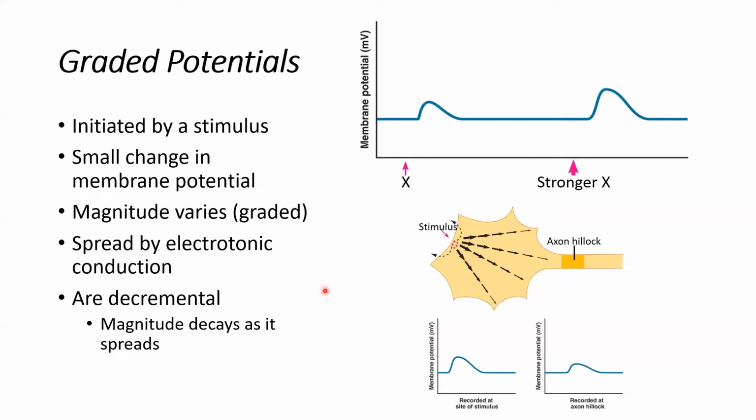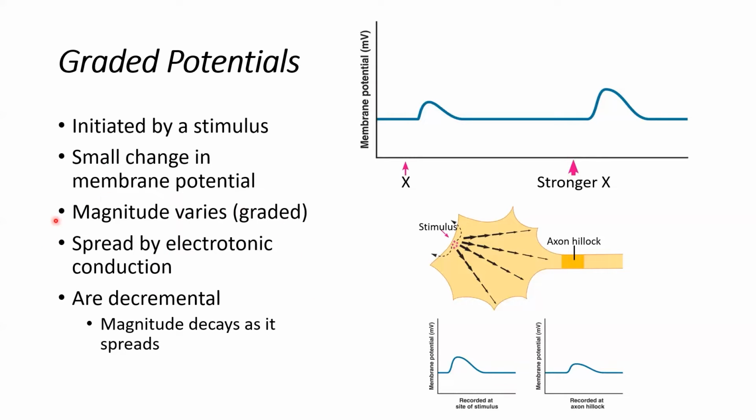An action potential is always going to be positive 30, then back down to rest. So it's not graded. It's all or nothing. A graded potential can vary. It can be a smaller change. It can be a medium change. It can be a negative or positive change as well.